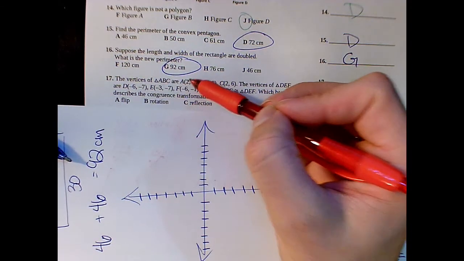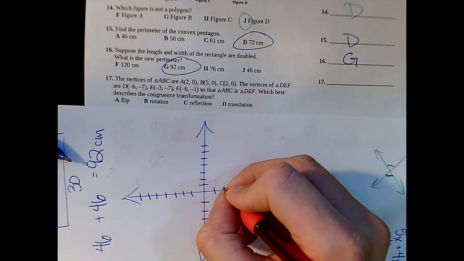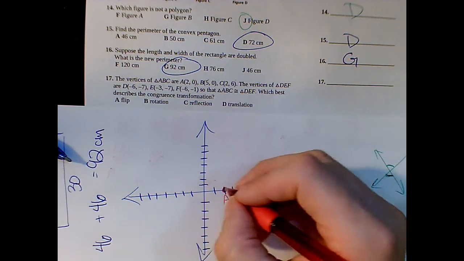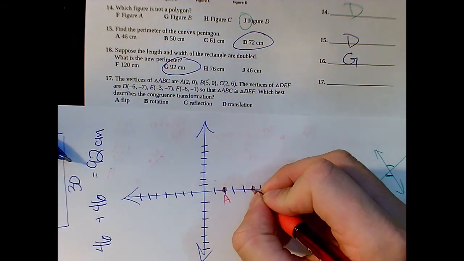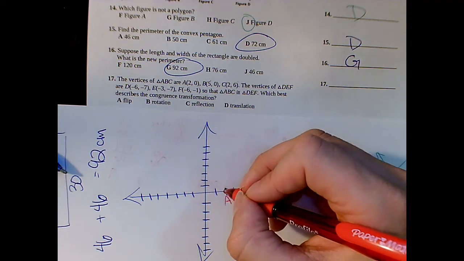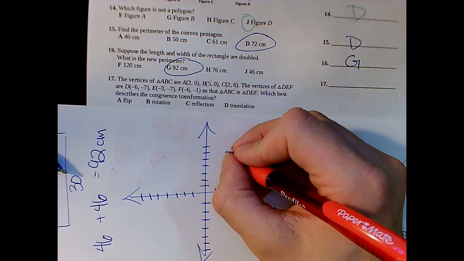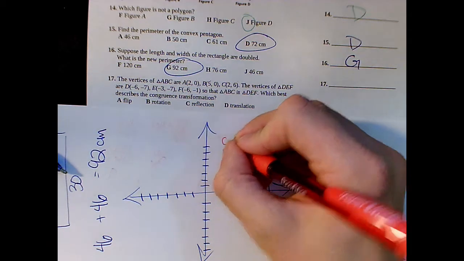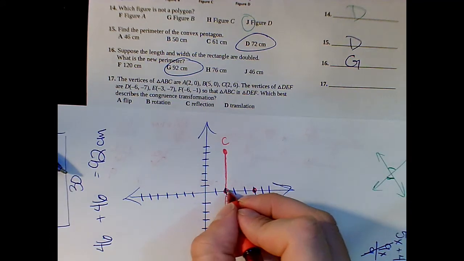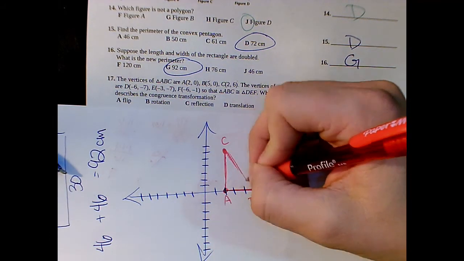A, B, and C. A is 2, 0, so write 2, don't move, call it A. B is 5, 0, so write 5, don't move, call it B. And C is 2, 1, 2, 3, 4, 5, 6. That's C. So I have myself what appears to be, and what definitely is, a right triangle that's more standing up than anything.